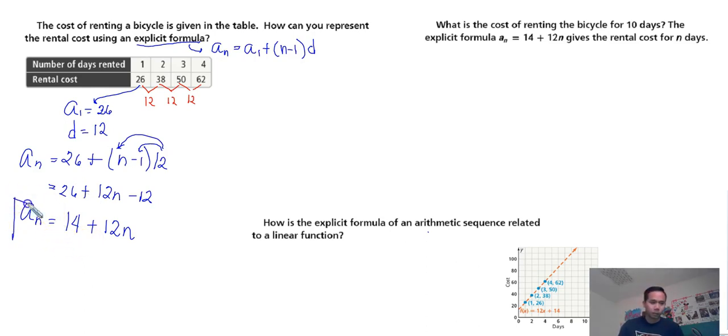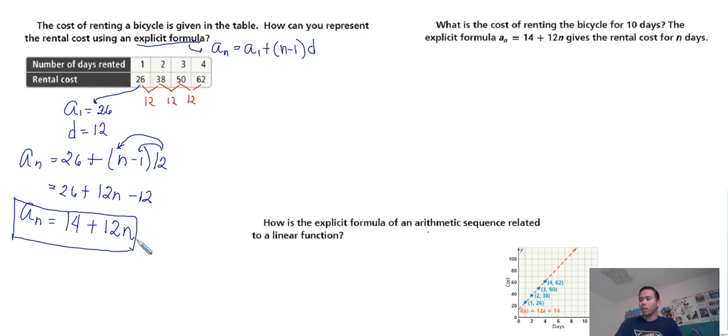days. So this gives the rental cost for the number of days. Again, your independent variable here is the number of days. So every time you add a day that you will be renting the bicycle, it will increase the cost.